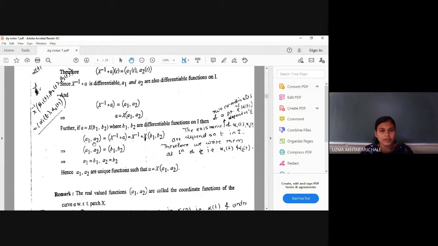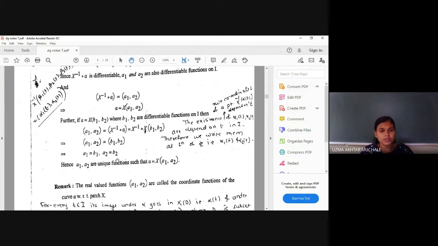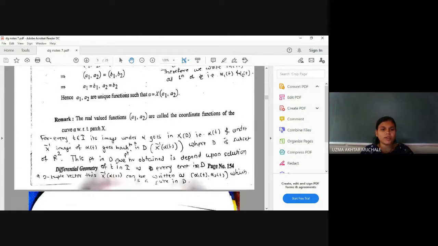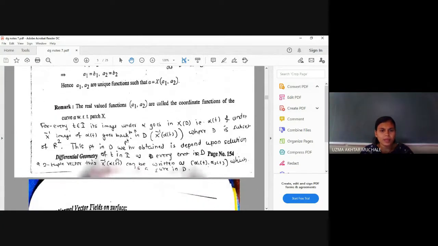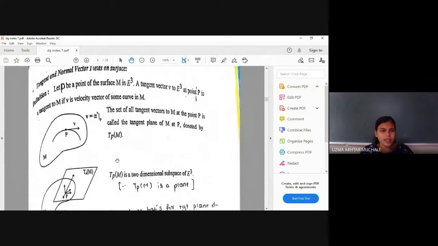So now what is (a1, a2) equal to? We have written here (a1, a2) is equal to x inverse of alpha. What is alpha we have now? This is x of (b1, b2). So instead of having alpha here, we have written x of (b1, b2). So now x inverse of x will be nothing but identity. So here we get (a1, a2) is equal to (b1, b2). By coordinate-wise equality, we can get a1 is equal to b1 and a2 is equal to b2. So hence we can say that a1, a2 are the unique functions. Okay. So in this way we have covered this lemma.